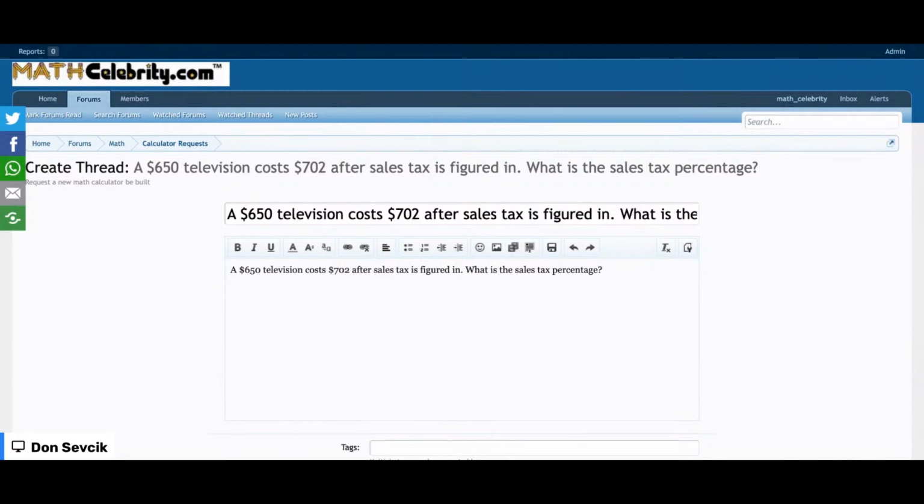Yep, we're good. Okay. A $650 television costs $702 after sales tax is figured in. What's the sales tax percentage? First, calculate the sales tax amount. Sales tax amount equals total bill minus original cost. The total bill was $702, which we're given, minus 650. Sales tax equals 52.